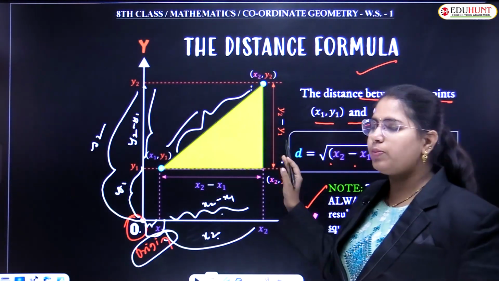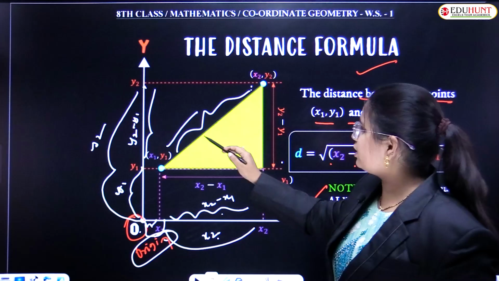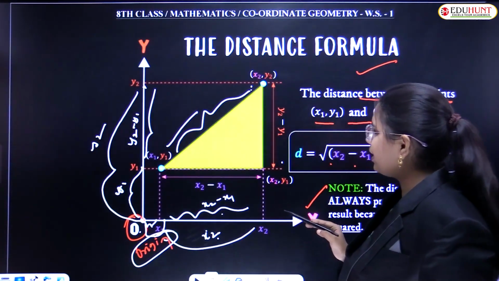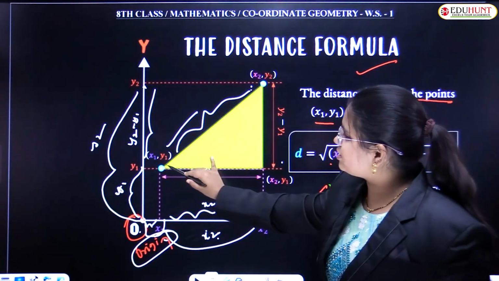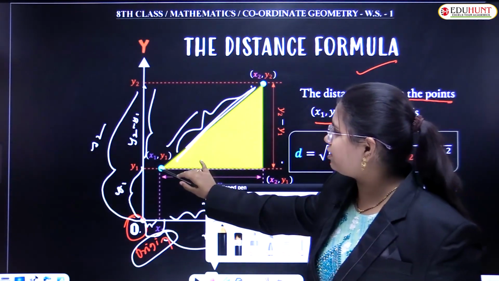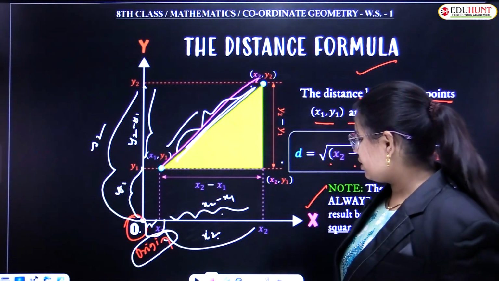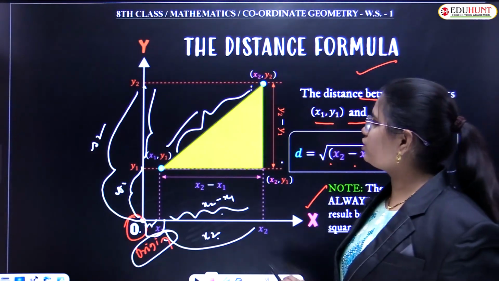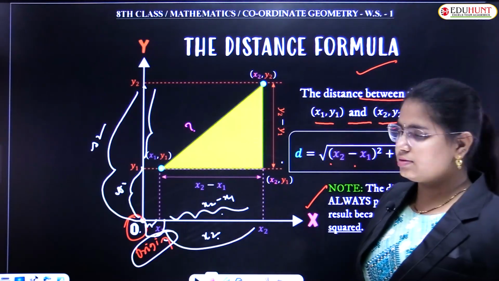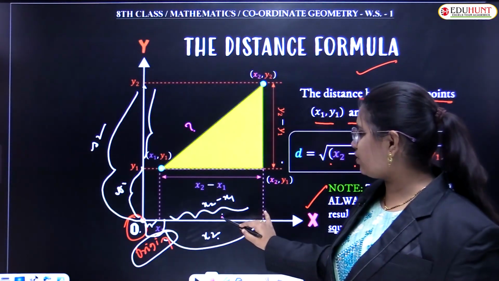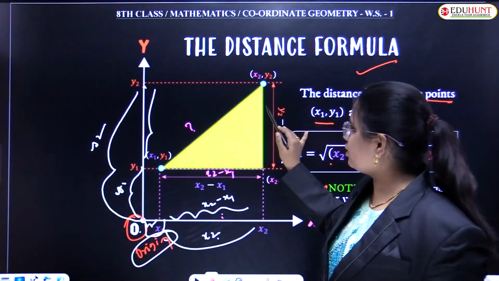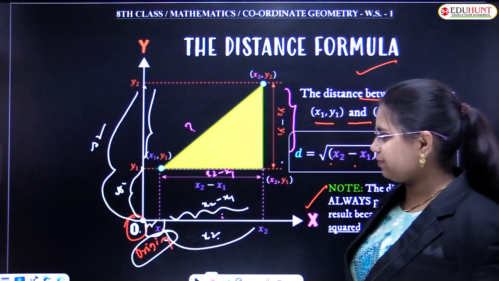So I hope I am clear with everything. If this is x2 minus x1 and this is y2 minus y1, let's get back. Join these two points. This is my hypotenuse. This part I need to find here. Just a minute. I am just erasing this. See? This part I need to find here. So if this is x2 minus x1, this part also becomes x2 minus x1. If this is y2 minus y1, exactly the opposite side, this part also becomes y2 minus y1.